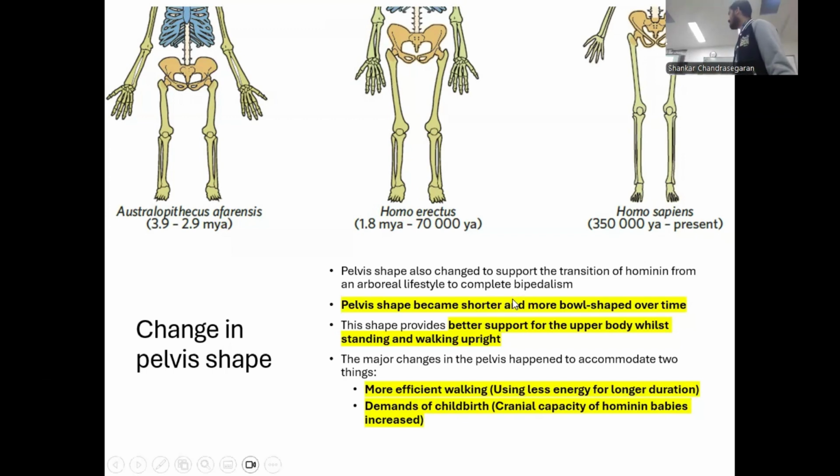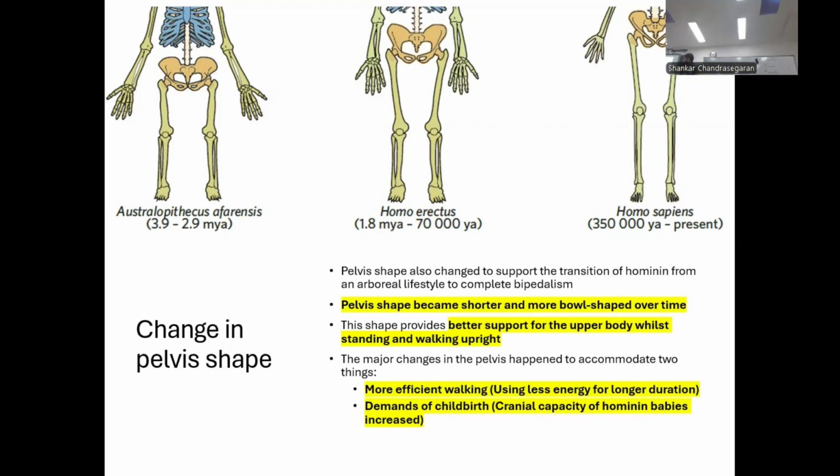And this is basically done to provide better support for the upper body whilst standing and walking upright. So the two things that it was basically supporting as a result of the change in the pelvis shape is, one, it led to more efficient walking, where we were using less energy for longer duration for us to be able to walk. We were able to walk for a longer time while also using less energy.